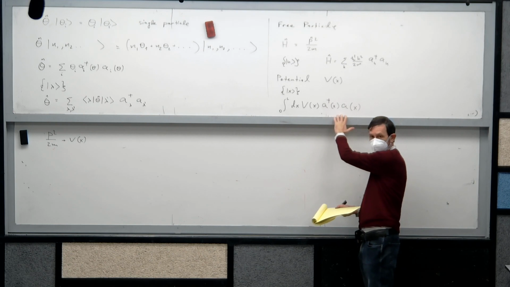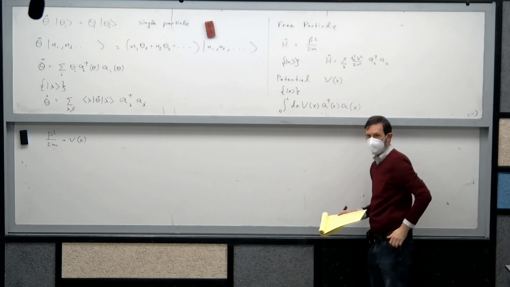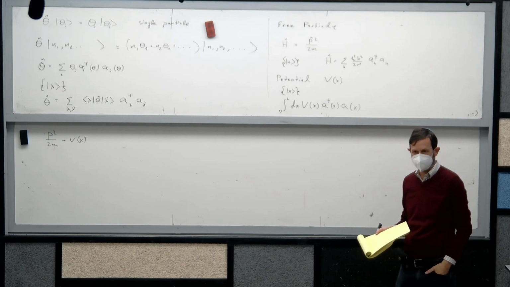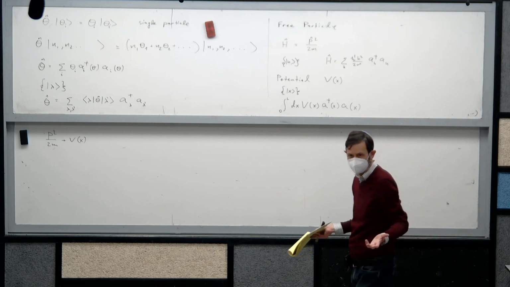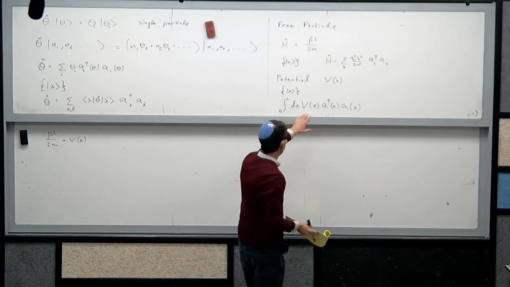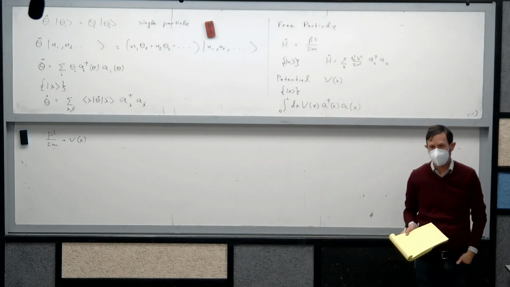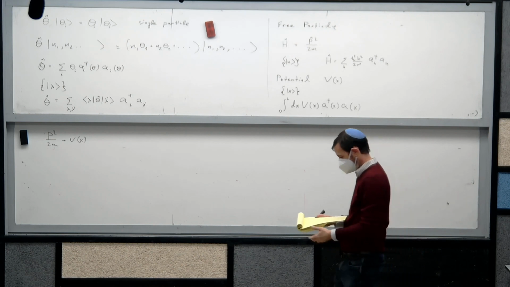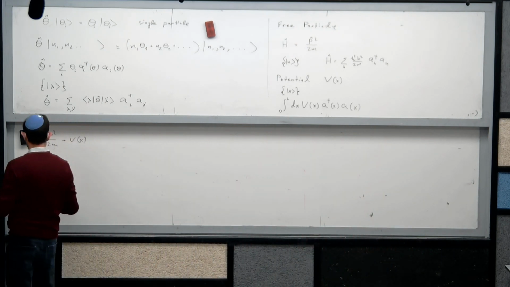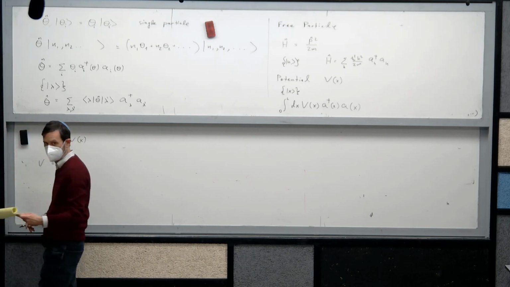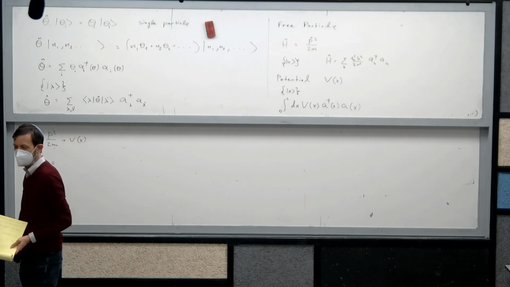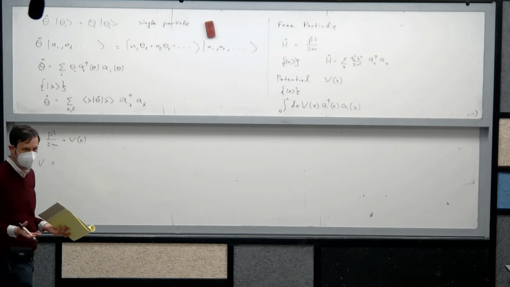Here I have to do something. I have to transform from A x and A dagger x to A k and A k dagger. But we have written it already. So just insert it, do the integral, and see what is the result. So I'm looking just at the potential part, because the kinetic energy part is trivial.